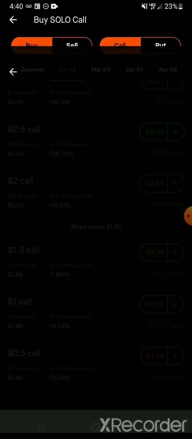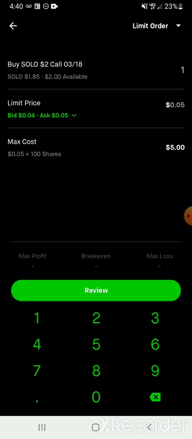If you select the value or press the plus sign, this is where you can buy this option contract. So, for example, you'd probably pay $5 to buy one $2 call option that expires March 18th. Or you could change it to buy two of them. And of course, two at $5 each would be $10 that you pay instead.